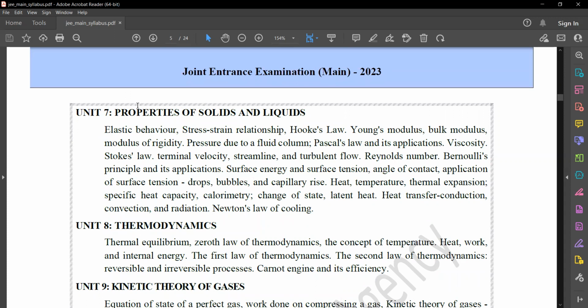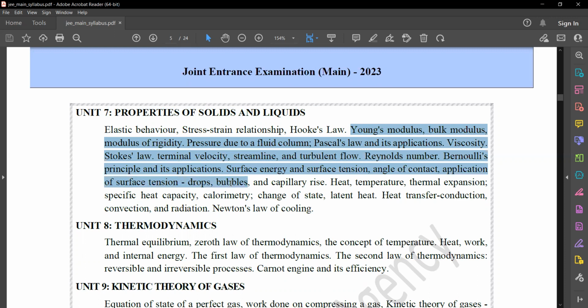Chapter number 9, properties of solids and liquids. And this will be chapter number 9 and 10. Hooke's law, Young's modulus, bulk modulus, Pascal's law. This is the liquid chapter: viscosity, Stokes' law, terminal velocity, all these things are there. Surface tension, drops, bubbles, capillary rise. Heat is also included in this chapter. That means your chapters 9 and 10, and in class 11, 3 chapters are combined.